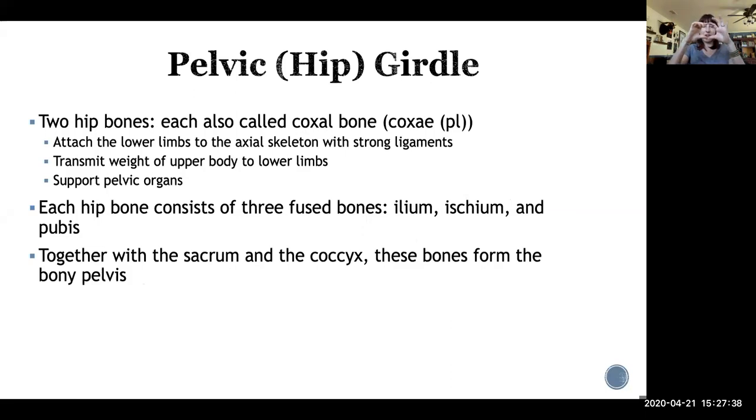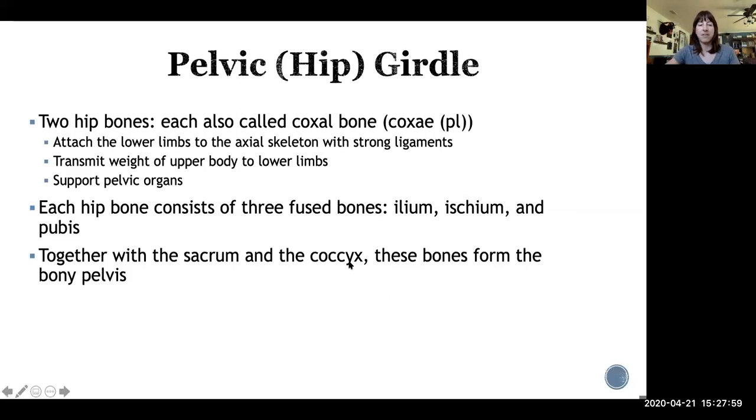It's that triangular bone with five fused vertebrae. And the coccyx, which is your little tailbone. All of that, the two coxal bones, your sacrum and your coccyx, form the bony pelvis, okay? So when you think of a pelvis, it includes all of those bones.